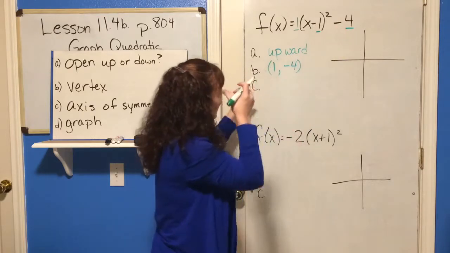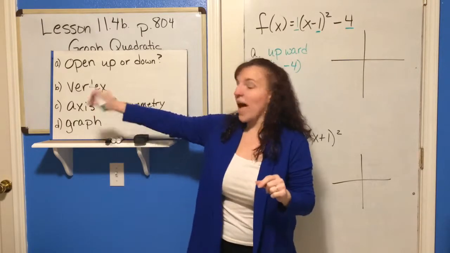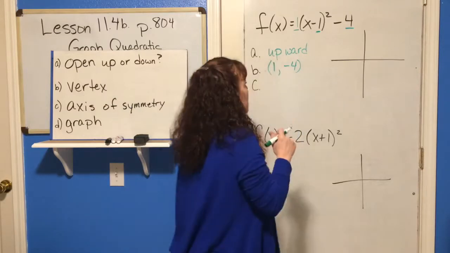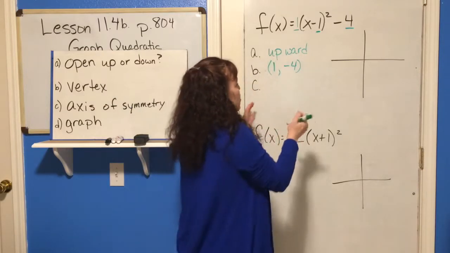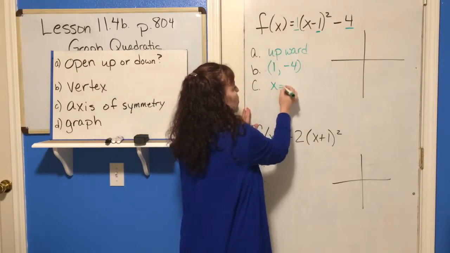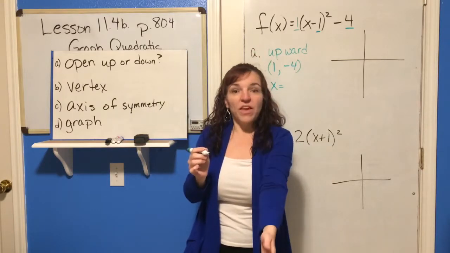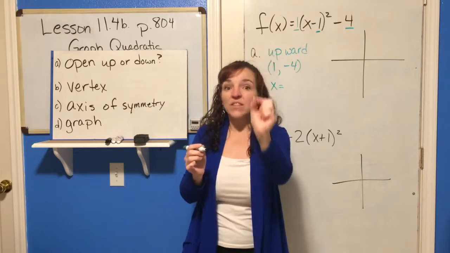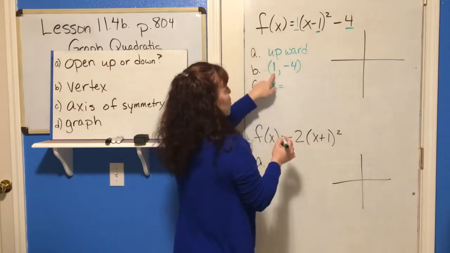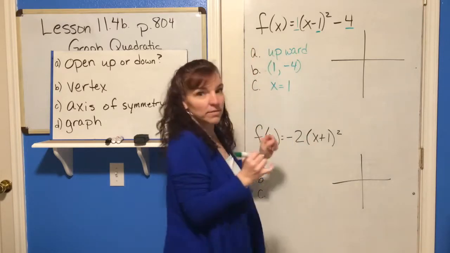All right, and now the axis of symmetry is what we're asking for on part C. The axis of symmetry is going to be, remember, x equals, it's going to be that line that goes right through the parabola at the point of the vertex. So it's going to be x equals 1.